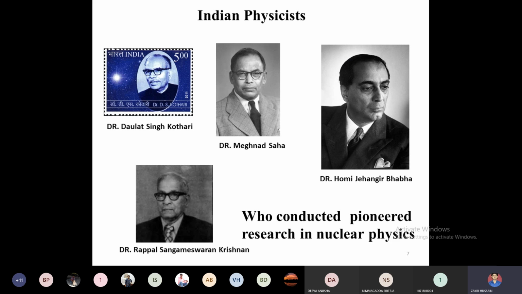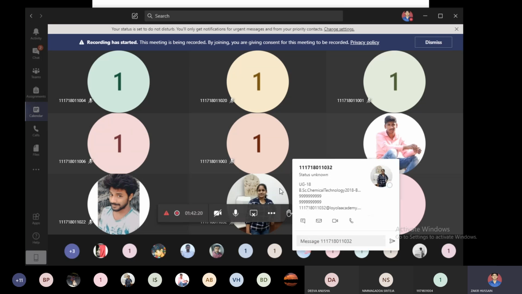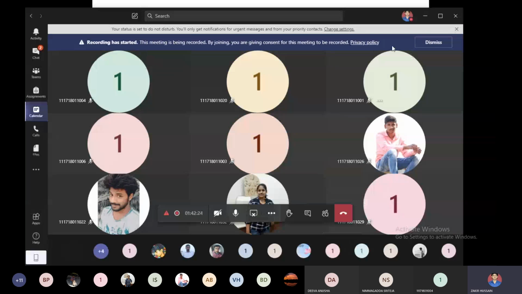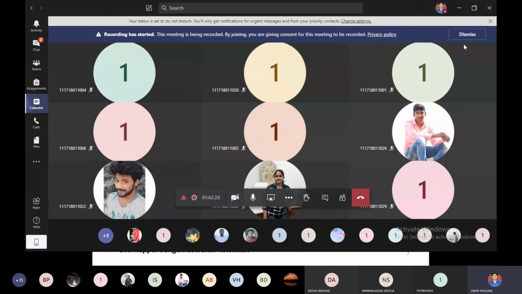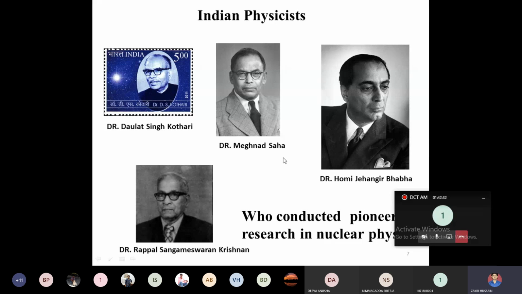Then there are the Indian physicists who conducted pioneering research in nuclear physics in the developmental stage in India. Dr. Meghnad Saha, after whom the Saha Institute of Nuclear Physics, located at Calcutta, is named, was also a pioneer researcher during the initial stages of nuclear physics research, which started in India around the 1940-1950 period.